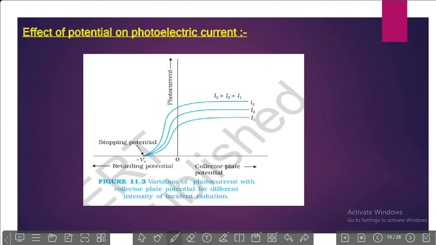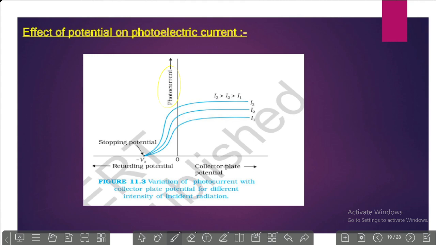Listen all of you. Now here one topic will discuss: effect of potential on photoelectric current. So here, first everyone listen. In the y-axis, the vertical axis, you check what we have taken. Vertical axis we have taken photocurrent.